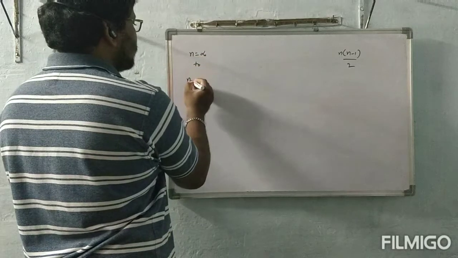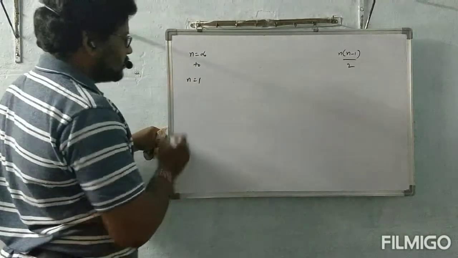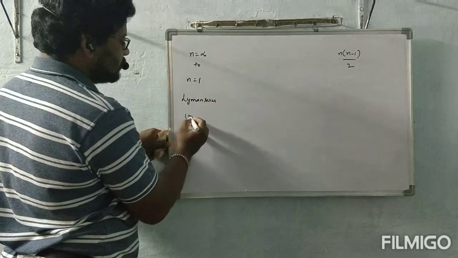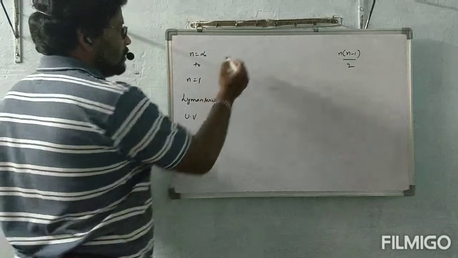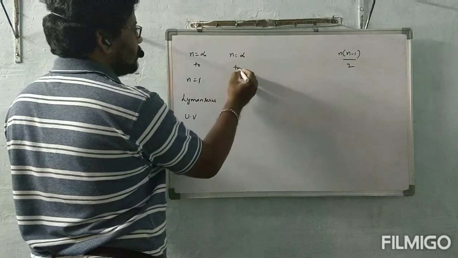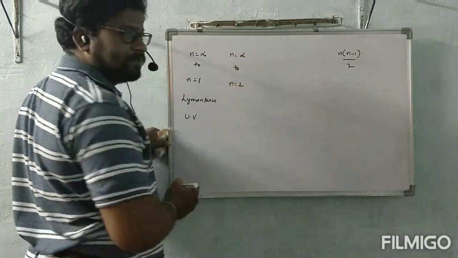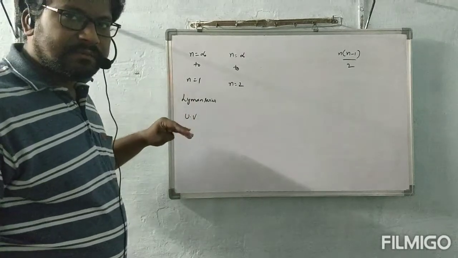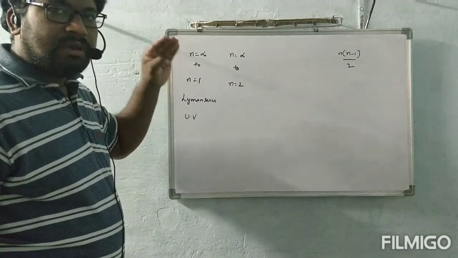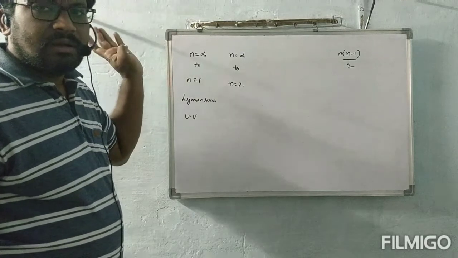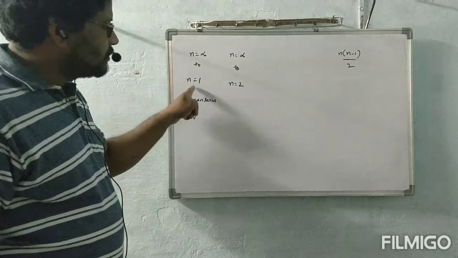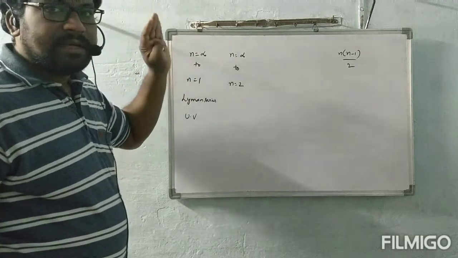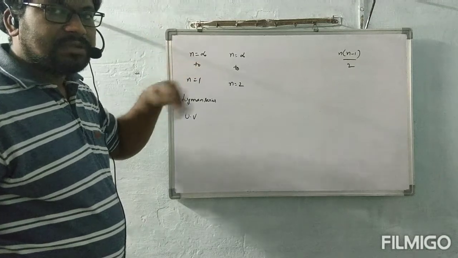N is equal to infinity to n is equal to 1, that is the Lyman series, observed in the UV region. Next, n is equal to infinity to n is equal to 2. N is equal to infinity means whatever it is. Lower energy is fixed, higher energy might be 2, 3, 4, 5, 6 and so on up to infinity. If lower energy is n is equal to 1, then that series is called the Lyman series.